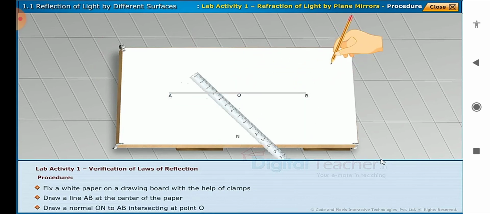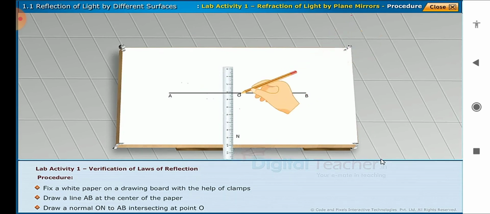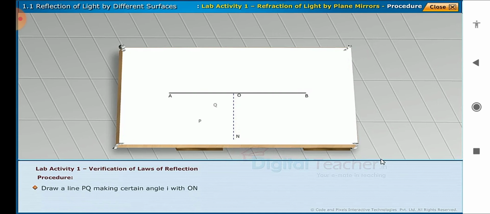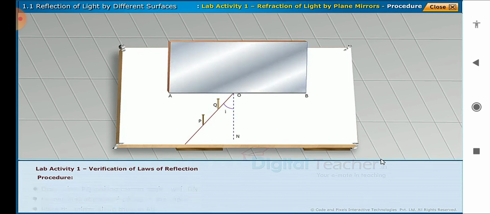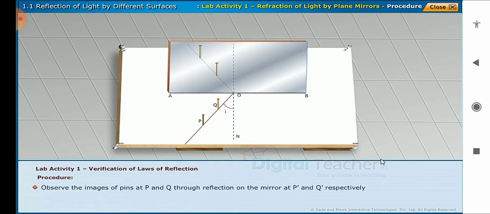Draw a normal ON to AB, intersecting at point O. Draw a line PQ making a certain angle I with ON. Fix two pins at points P and Q on the paper. Place the mirror along the line AB. Observe the images of the pins at P and Q through reflection on the mirror at P' and Q' respectively.